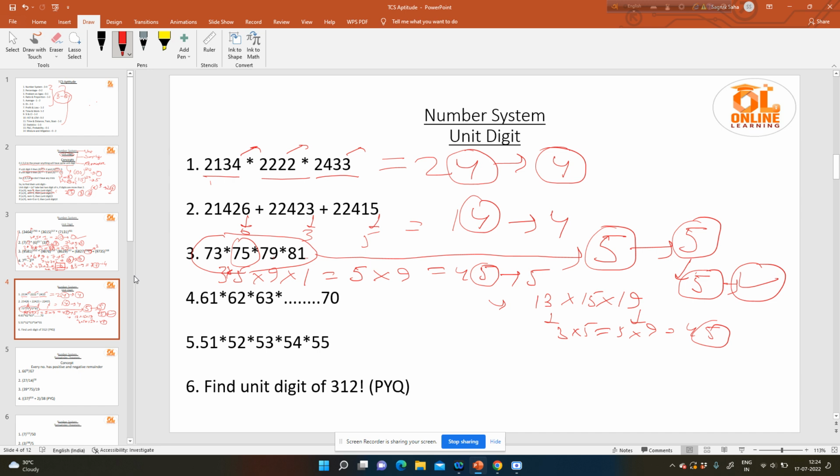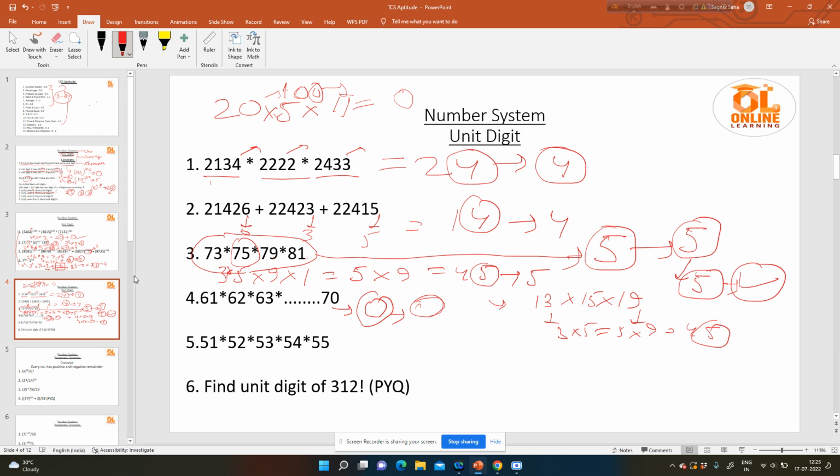And if there is a 0 present, that is any multiple of 10 present, always remember your unit digit will be 0 only. Suppose 20 into 5 into 11: 20 into 5 is 100, so what will be your unit digit? 0. So 0 into anything, the unit digit will come as 0 only. Okay, so remember, if 5 is present and only odd numbers are present, your unit digit will be 5. And if 0 is present, that is a multiple of 10 is present, then your unit digit is always 0.